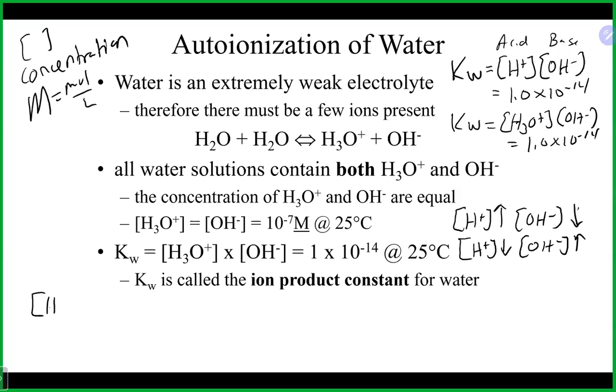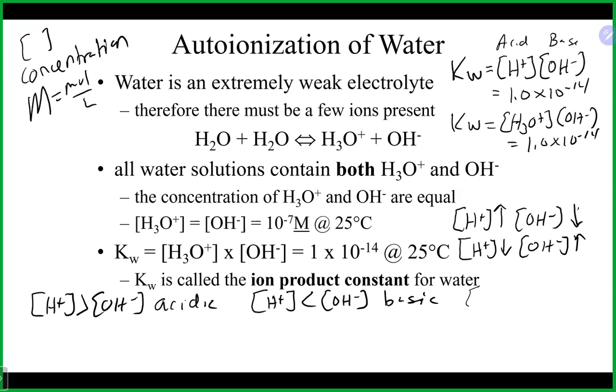If you calculate the H plus concentration and it's larger than the OH minus, that means in that solution your acid part is bigger than your base part. You would expect the solution to be acidic. If the H plus concentration is less than the OH minus, the base part is bigger than the acid part, and that will be a basic solution. And if the H plus concentration equals the OH minus concentration, they both will equal 1 times 10 to the minus 7, and that will give you a neutral solution.